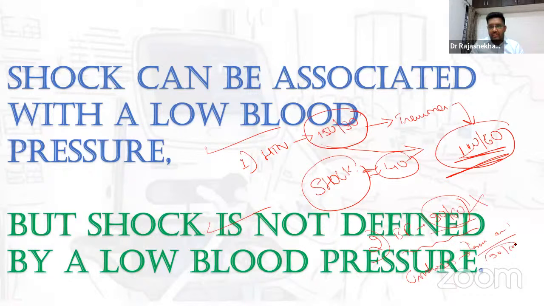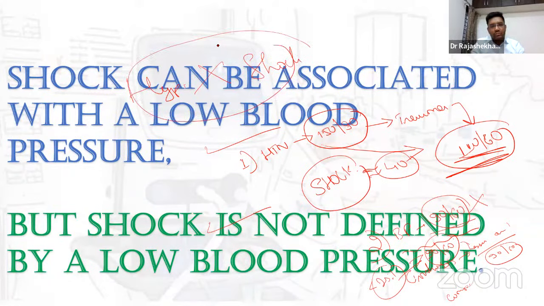And similarly, a patient with compensated severe heart failure, whose ejection fraction is less than 25%, is not able to generate much blood pressure. His baseline blood pressure itself is 90 systolic. So these patients are not considered to be in shock. So that's why the basic funda is that hypotension is not shock. Shock can be associated with hypotension, but shock cannot be determined only by hypotension.